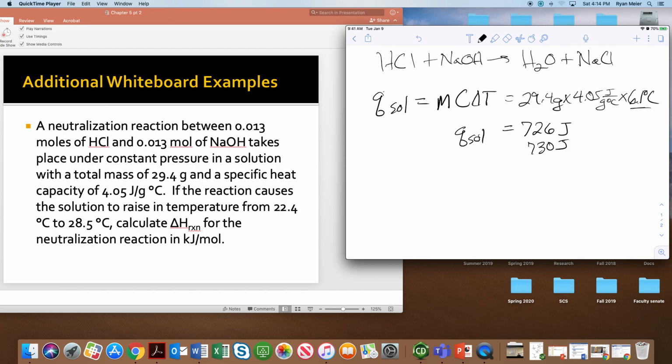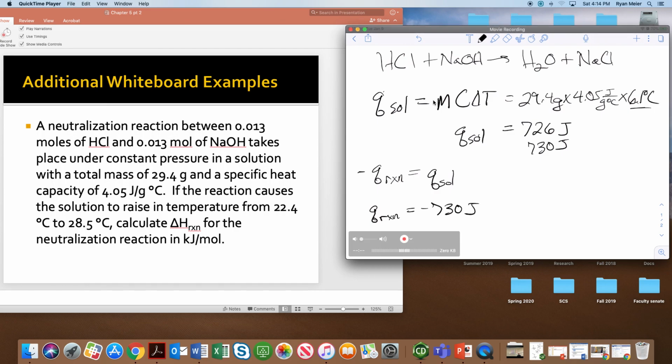So Q of our reaction should be equal to Q of our solution, but they should be opposite in sign, right? That's really, like we said, Q lost equals negative Q gained, or however you want to put the negative sign, whichever side you want, it doesn't really matter. But the two should be equal, just opposite in sign. So that means Q of our reaction should be equal to negative 730 joules.